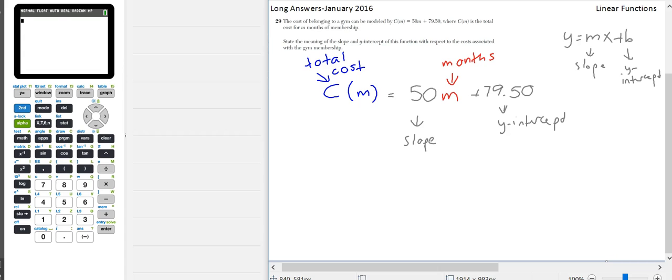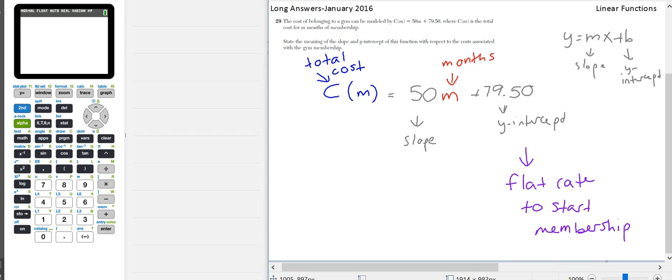So for this equation, C of M is equal to 50M plus 79.50, we have some sort of cost. The slope term is a cost that's dependent on the number of months, plus 79.50, which is not dependent on anything. So the 79.50, the y-intercept, is when you start your membership, you have to pay $79.50. It's a flat rate for starting your membership, irrelevant of how many months you have your membership for. When you start going to this new gym, you have to pay $79.50.